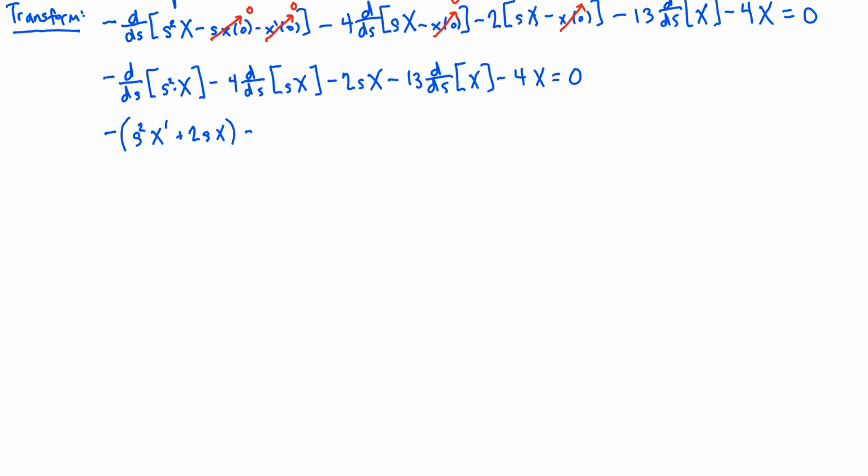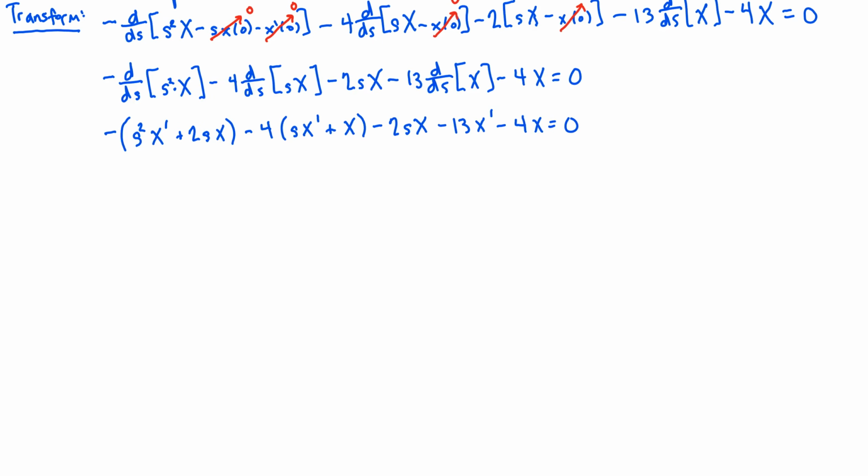Okay, we're going to apply the product rule on s times x as well. We have the first function times the derivative of the second, plus the derivative of the first, which is 1 times the second. Then we have ordinary 2sx, no derivative to calculate there, minus 13 times the derivative with respect to s of x, that's x prime of s, minus 4x equals 0.